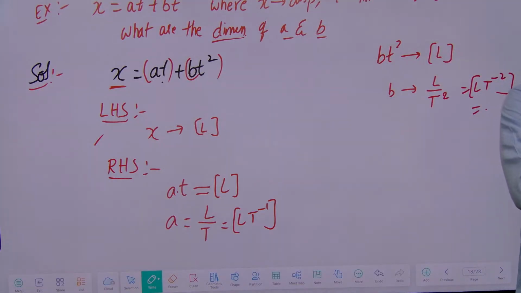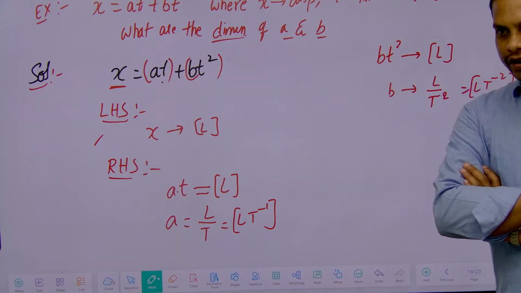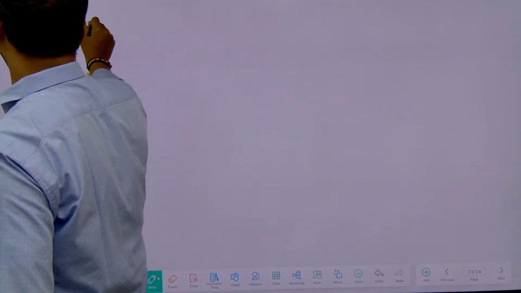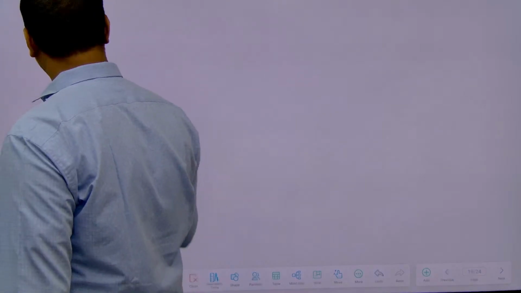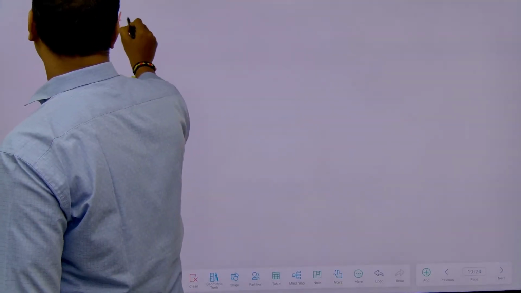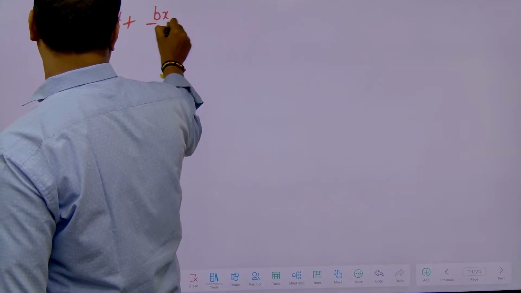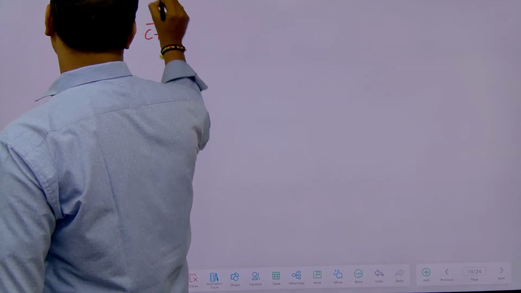Shall I give another question? Just write down the equation, okay? The equation is F is equal to AT plus BX by C plus T.